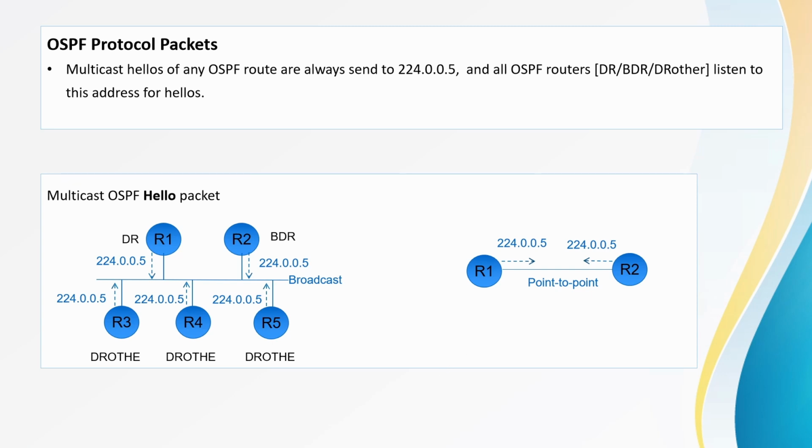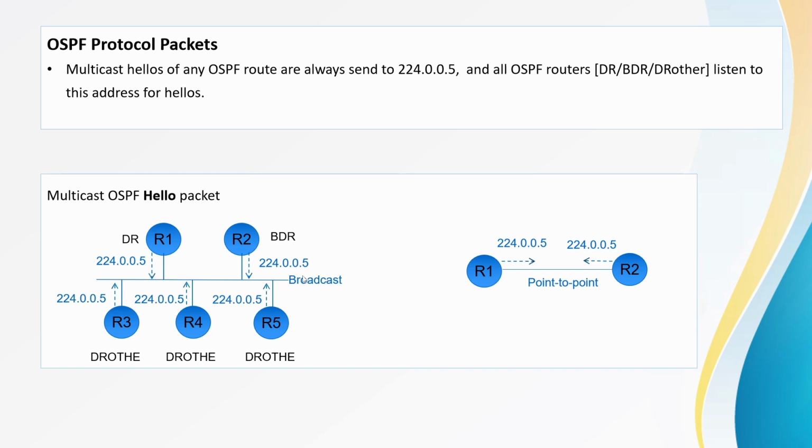Multicast hellos of the OSPF router are always sent to 224.0.0.5, and all OSPF routers listen to this address for hello. The diagram below illustrates these situations also. So, multicast OSPF hello packet.